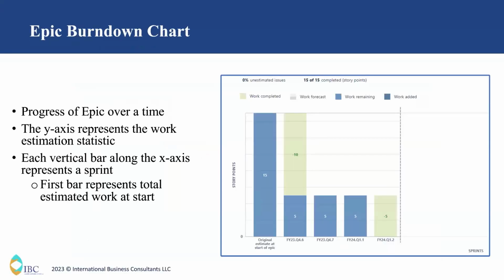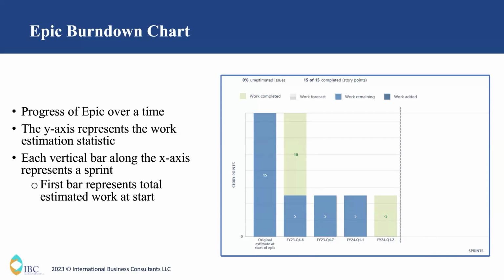Next comes the epic burn down chart. What does the epic burn down chart show? Burn down, we know, shows the progress of something. The epic burn down shows the progress of an epic over time. In this graph we are seeing sprints, so that means the progress of the epic over the sprints. We know an epic is not a small item that can be completed in a single sprint. An epic is going to take more sprints to complete based upon its scope.